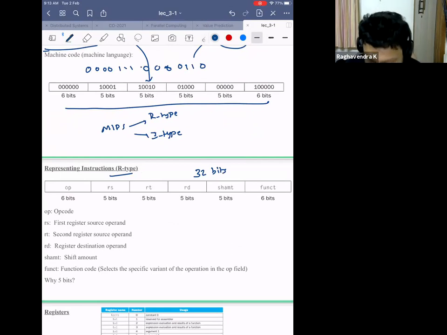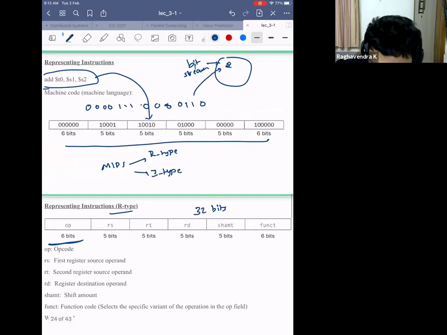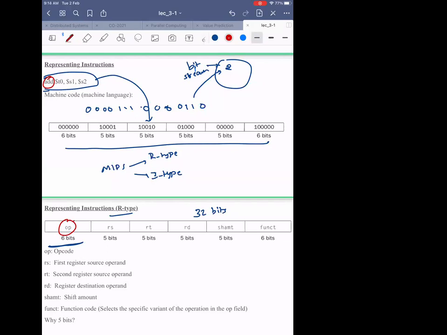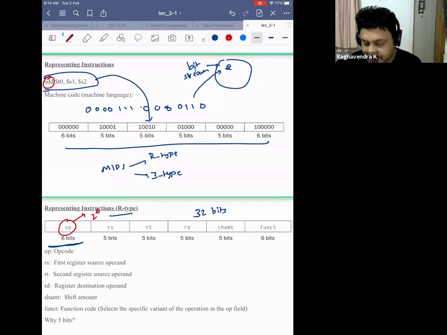It is divided into 6 bits called operation or opcode. What opcode is that? Whether it is add or subtract or divide or multiply, whatever it is, that is the opcode. We represent it using 6 bits. So how many different instructions can I represent using 6 bits of opcode? 2 power 6 instructions, which are of different functionality.